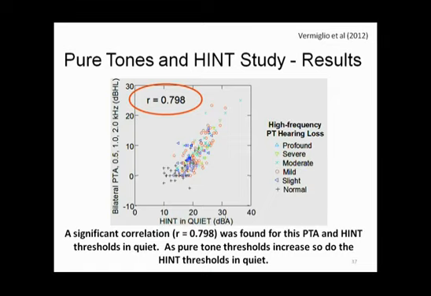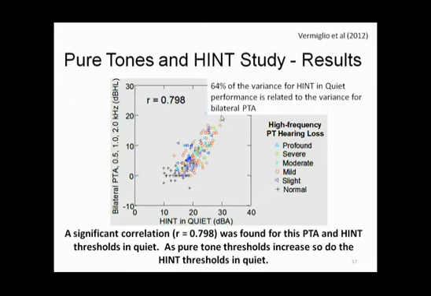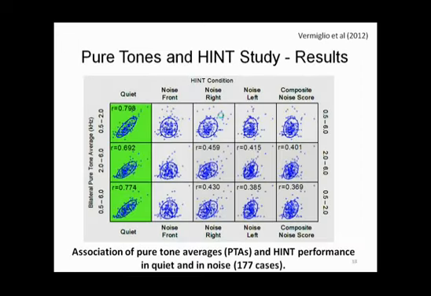So the better the pure tone average, or the better the pure tone thresholds, the better the hearing in quiet performance. And the poorer the pure tone average, the poorer the ability to recognize speech in quiet. And 64% of the variance for the HINT in quiet performance is related to the variance for the bilateral pure tone average. So there's that graph again. We looked at bilateral pure tone average versus the HINT in quiet threshold, and you see this nice high correlation. It's significant, close to R equals 0.8.